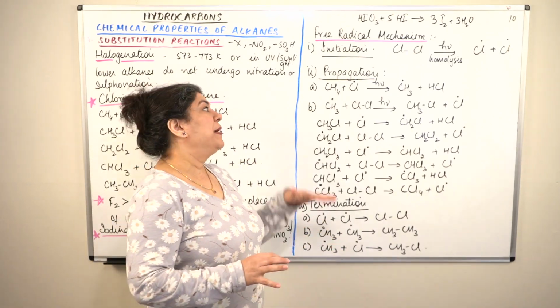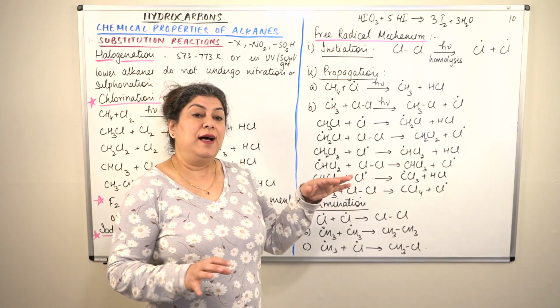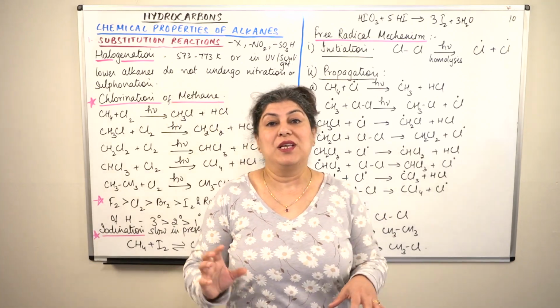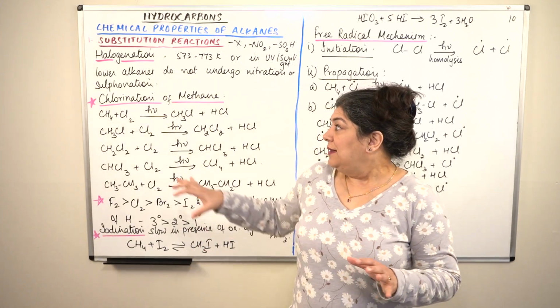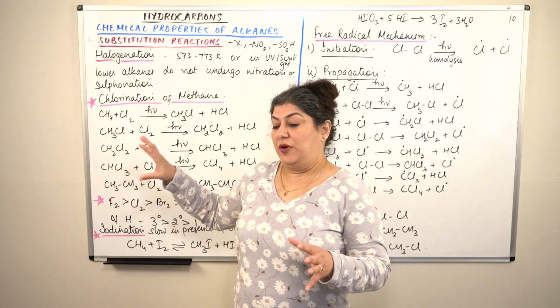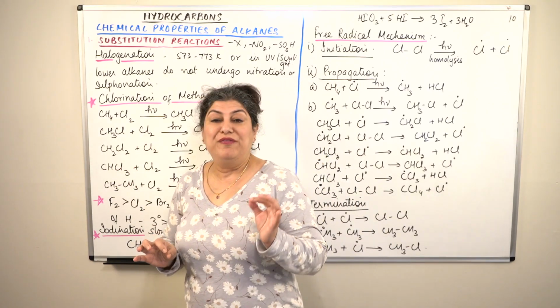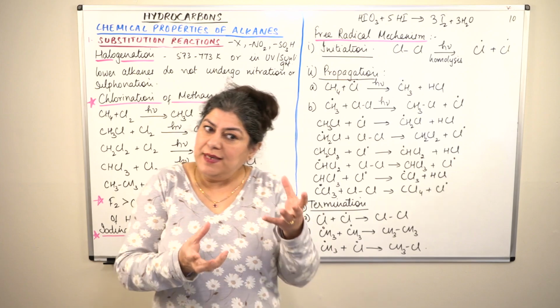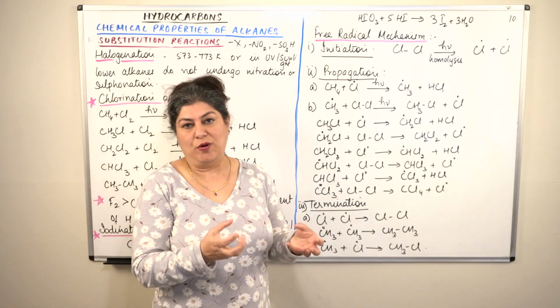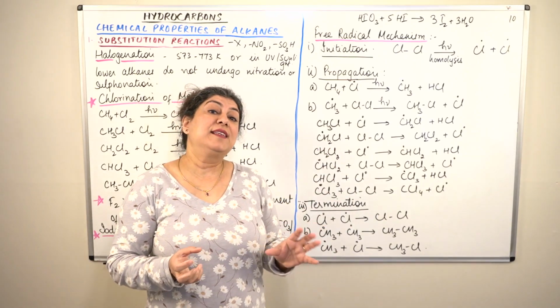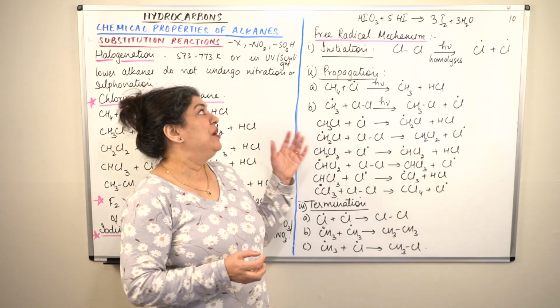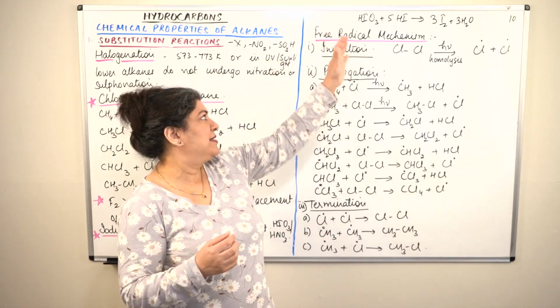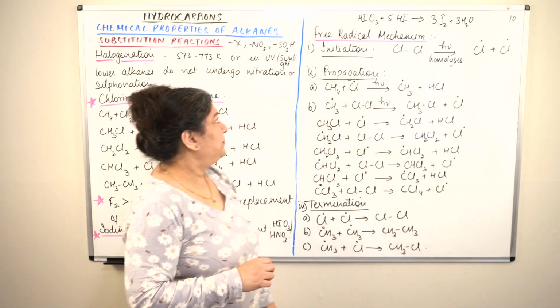Now, what is the mechanism? How does the chlorination take place? What are the steps? The process of chlorination takes place by free radical mechanism. The intermediate that is formed in an organic reaction in this case is a free radical, and therefore it is known as the free radical mechanism.